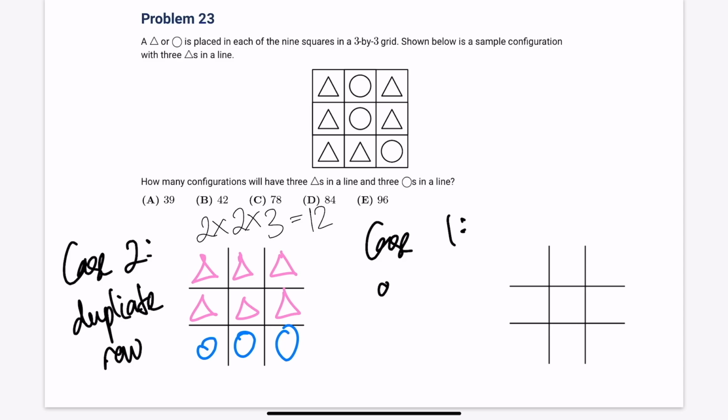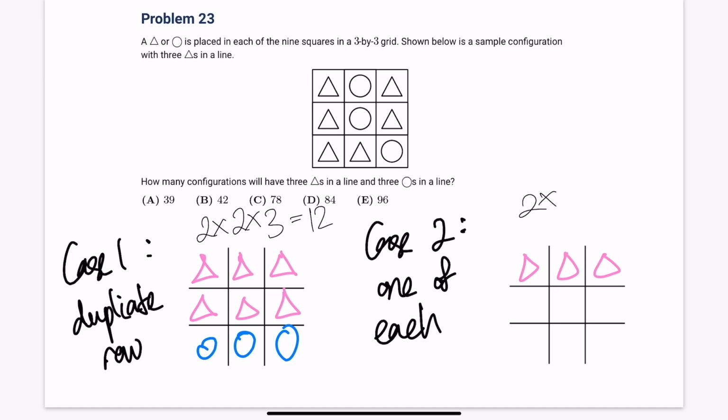Then right here, second case, oh, I accidentally switched these up. Is one of each. So again, we could have either horizontal or vertical, but we'll be assuming horizontal here. And you can have one of each row, one row of triangles, one row of circles.